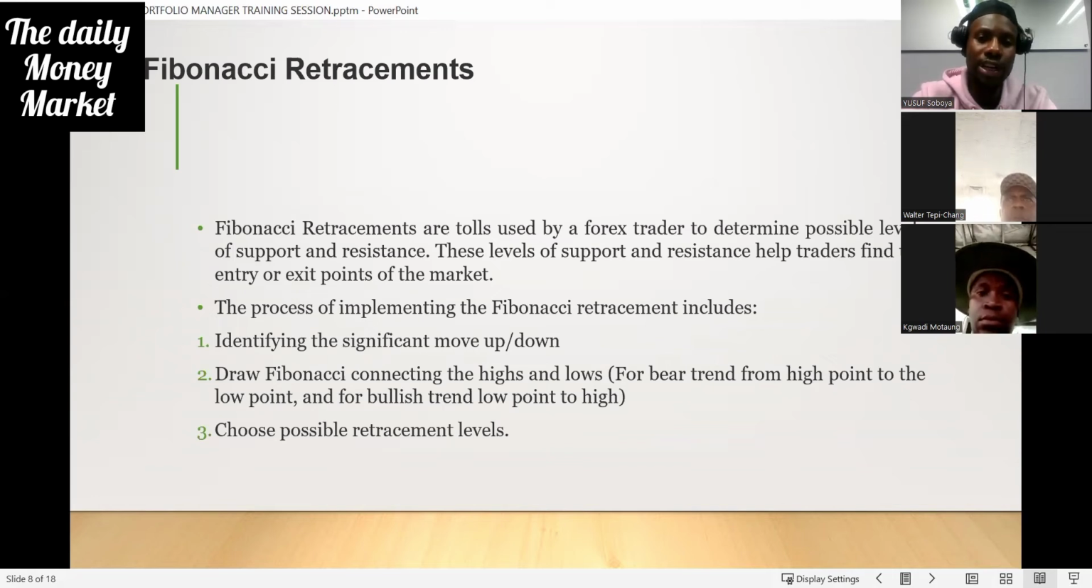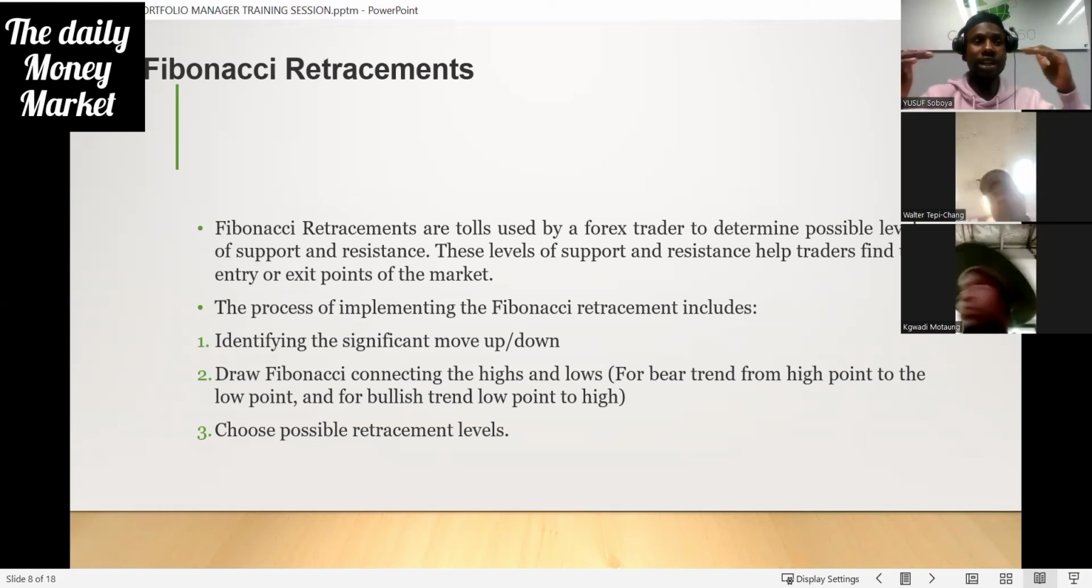That one was Fibonacci extensions. This one is a Fibonacci retracement, right? Fibonacci retracements are tools used by Forex traders to determine the possible levels of support and resistance. So this is you just determining the levels of support and resistance.